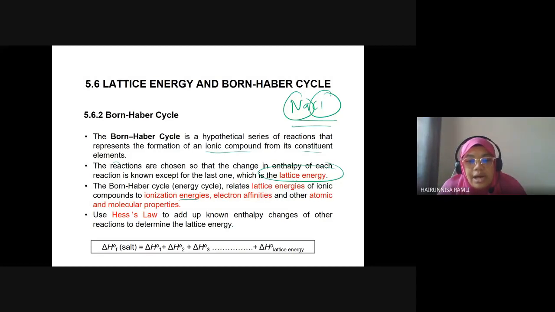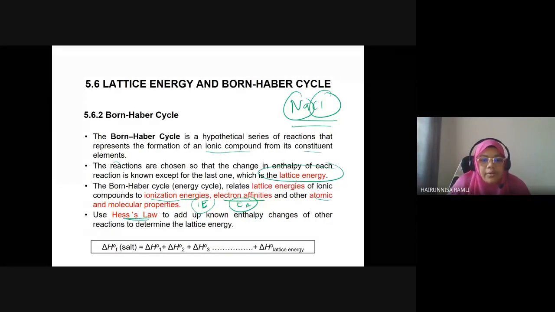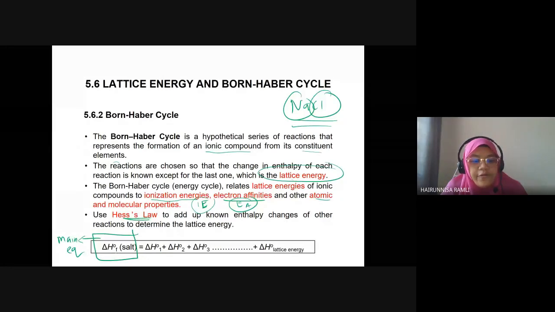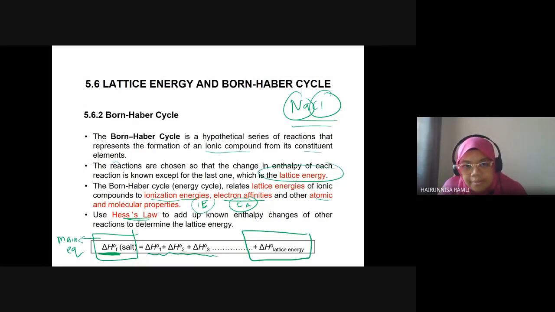It's actually related to ionization energy which is IE. Okay, electron affinity, EA. This is IE. Ingat lagi? Aduh, masaklah nak kena ingat balik chapter 2. IE, EA. Ingat this part eh. IE, EA and then other atomic and molecular properties eh. And of course, nak add up all the series of reaction tu, kita guna Hess's law. Okay, where here, the main equation, or can we say this is the target? Okay, saya lebih suka guna perkataan main lah. The main equation here is the enthalpy of formation. Okay, is equals to all the series of reaction including the lattice energy.